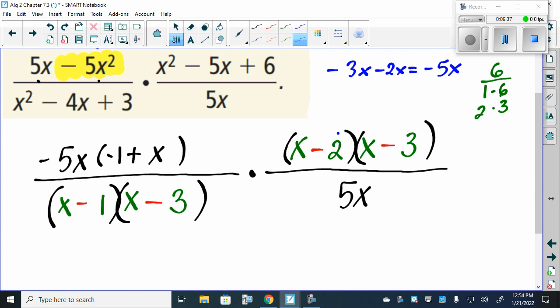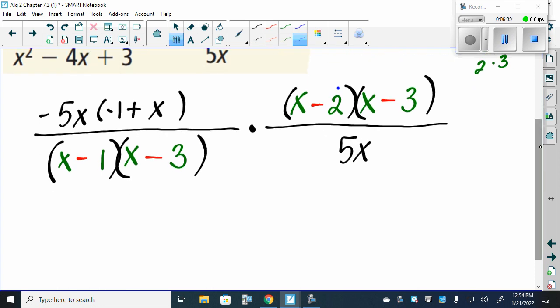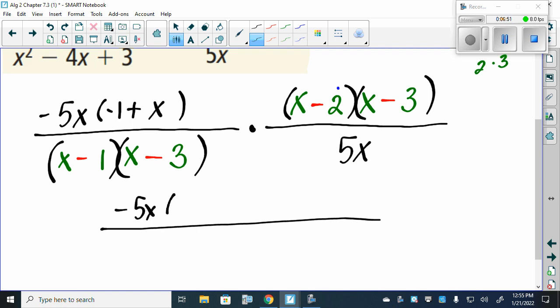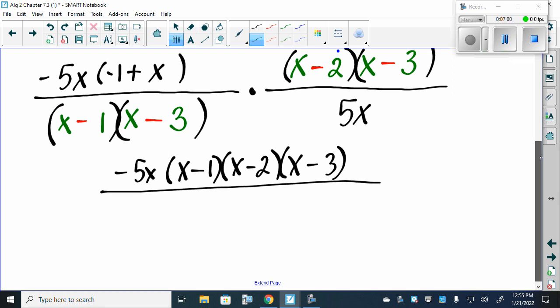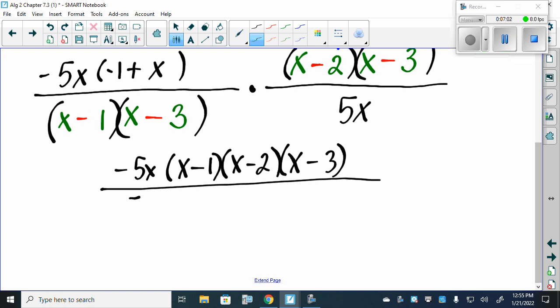So this would be the correct setup here. And now that we do have all of these factored, we can multiply them together. On top, we would have the negative 5x out front times x minus 1 times x minus 2 times our x minus 3. And this is going to be all over our 5x times x minus 1 times our x minus 3.